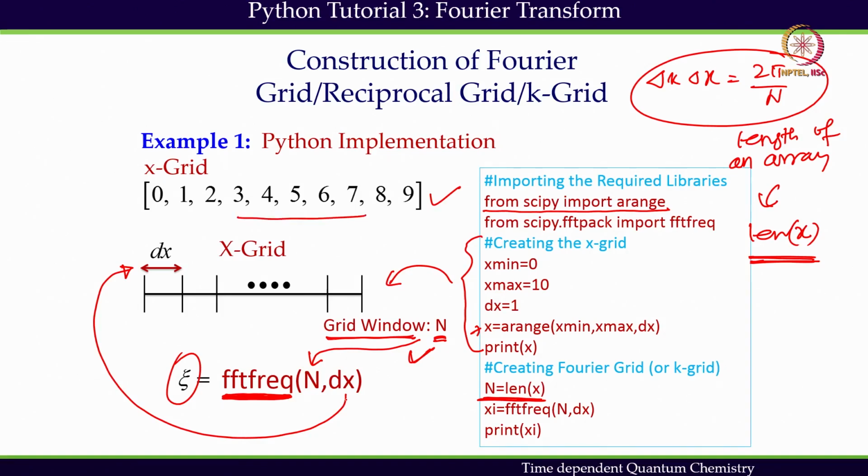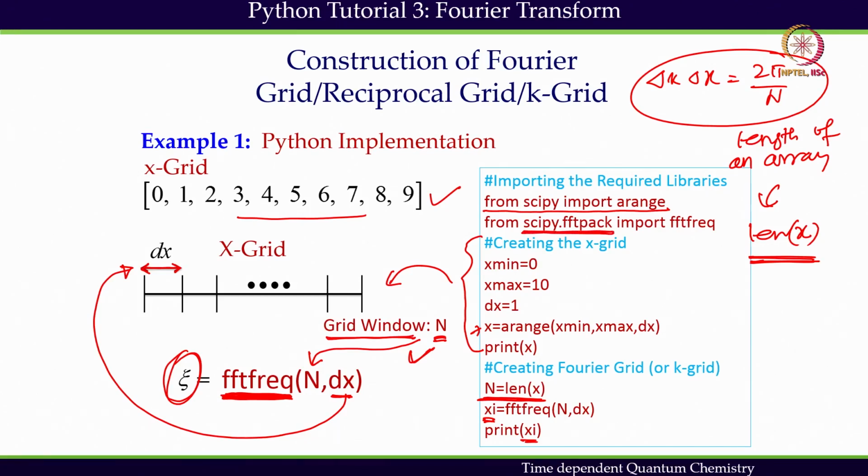Another input it requires, the second input, is going to be dx. What is the spacing between the adjacent x grid points? So, these are the two pieces of information I need. Once I get that, xi will be created immediately, and we can print it and check what is going on. This fftfreq functionality is not available with Python itself, it is available in the scipy.fftpack submodule of the scipy library. So, first, we will go back to the laptop.